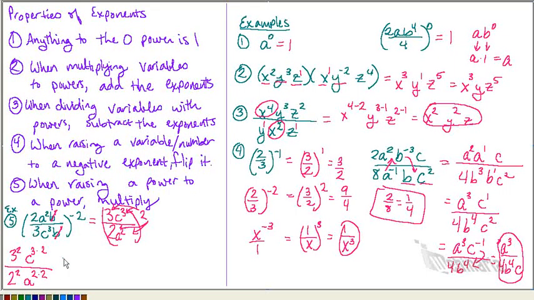Now, don't get confused between the numbers in front, the coefficient, and the variable. The coefficient in front, the 3 squared, I'm not multiplying there. That is 3 times 3. That's 3 squared, which is 9. But c is going to be raised to the 6th power, 3 times 2. On the bottom, we have 2 squared, which is 4, and a to the 4th.